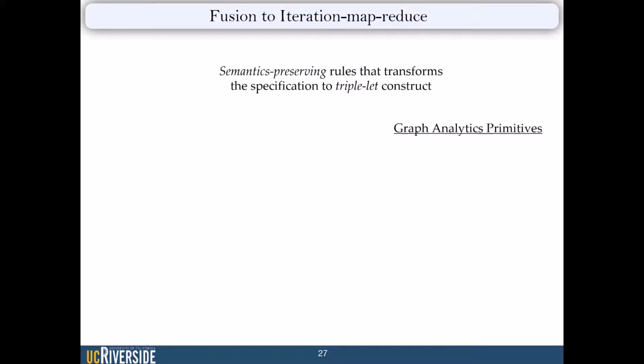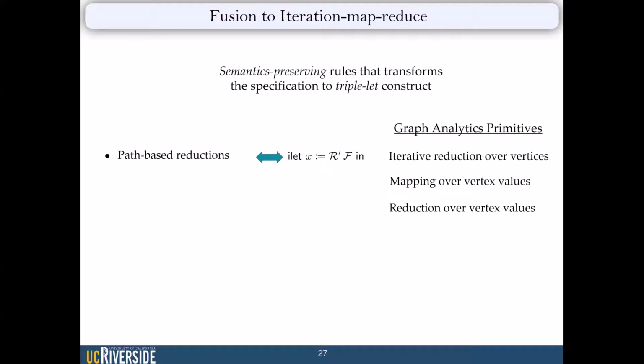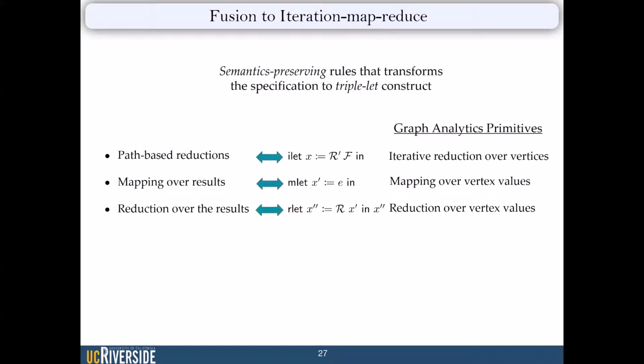We have identified three fundamental primitives of graph analytics called iteration, map, and reduce. And fusion converts the specification to these primitives. Generally, there are three types of transformation. First is fusion of the path-based reductions. Second, fusion of mapping operations over the results of path-based reductions. And finally, fusion of the vertex-based reductions.